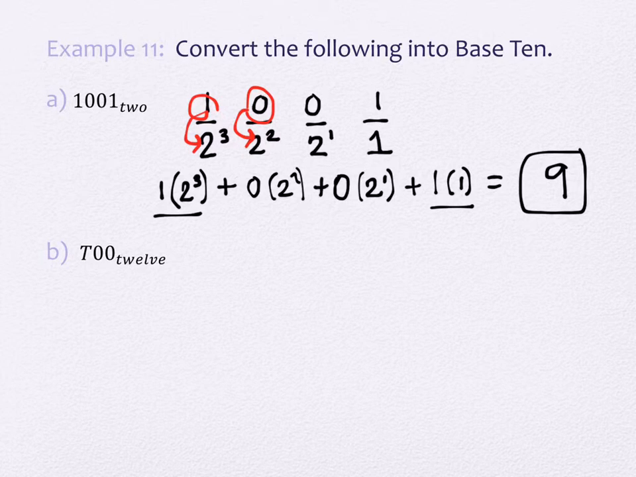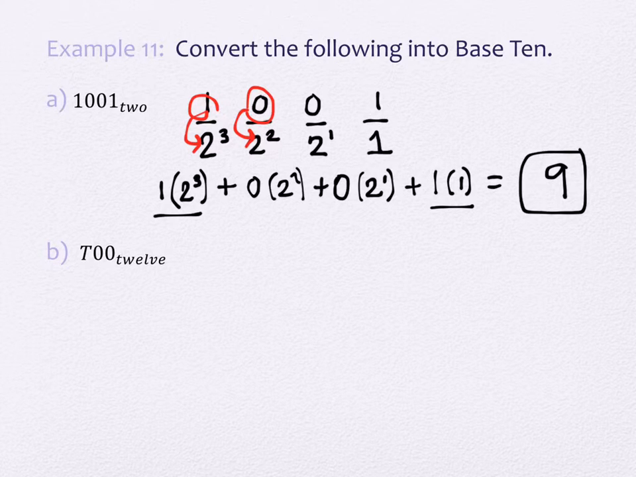Does anybody know where base 2 is used? It's really used in real life. Computers. Computer programming uses base 2 because they can use switches that are either on or off. Does anybody know what else computer science uses besides base 2? They use base 16. We're not talking about base 16, but they do use it. It's actually called hexadecimal. Hex means 6, decimal means 10, so it's base 16. It's also used in computer science.